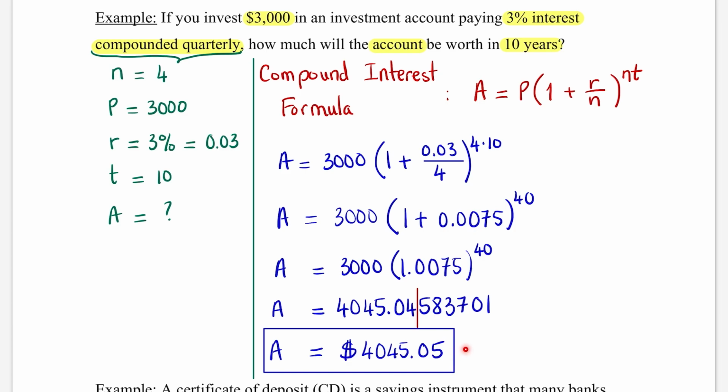And this amount is including my principal and my interest. My principal was $3,000. I invest that in an account that pays 3% interest compounded quarterly. After 10 years, I have $4,045.05, which means my interest is $1,045.05.